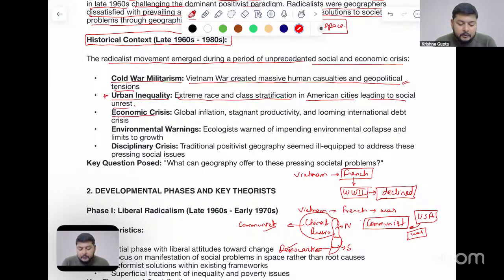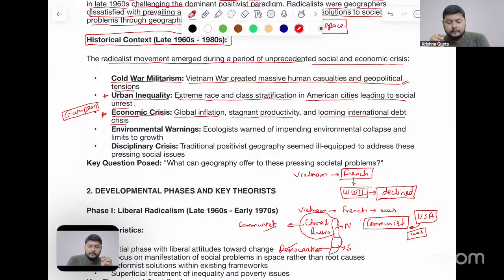Then there was economic crisis: global inflation, stagnant productivity, and a looming international debt crisis was also seen. Like the European countries, they were under very high debt because of the two world wars. Okay, now this was an issue with that particular time period.